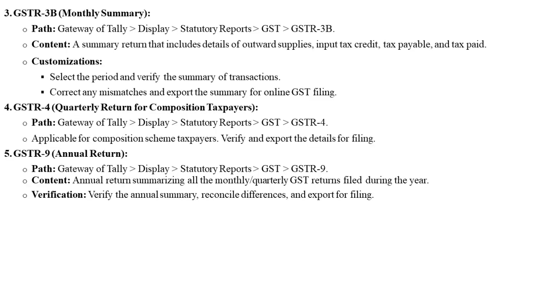3. GSTR3B, monthly summary. Path: Gateway of Tally, Display, Statutory Reports, GSTR3B. Content: a summary return that includes details of outward supplies, input tax credit, tax payable, and tax paid. Customizations: select the period and verify the summary of transactions. Correct any mismatches and export the summary for online GST filing.